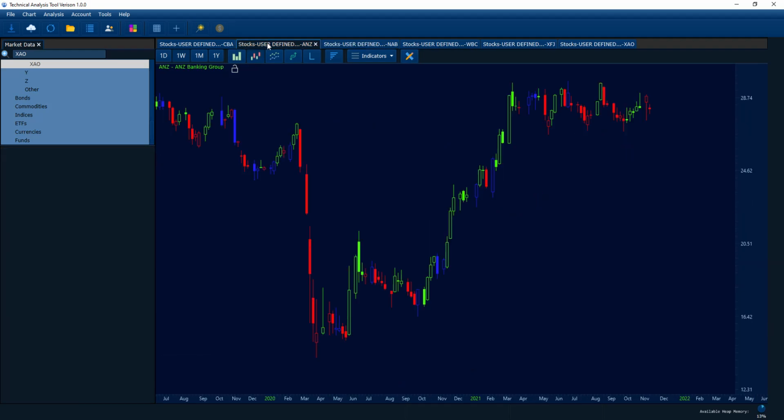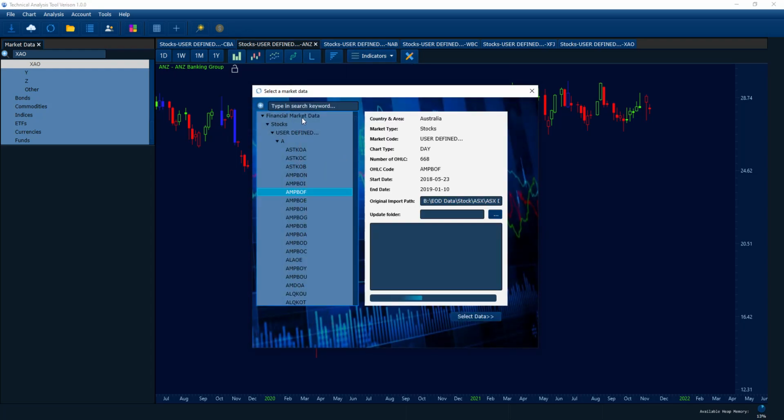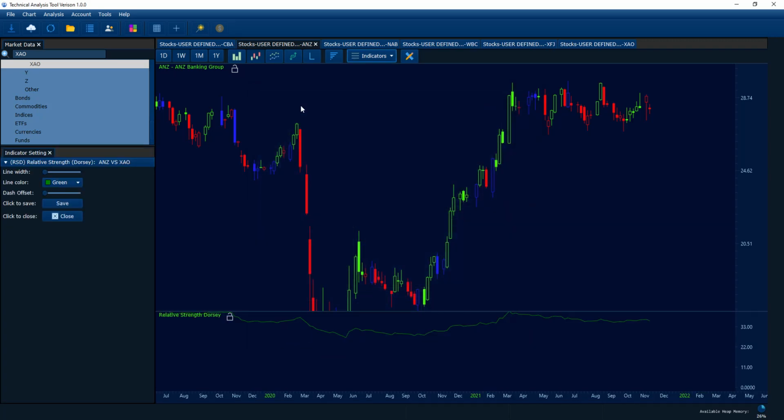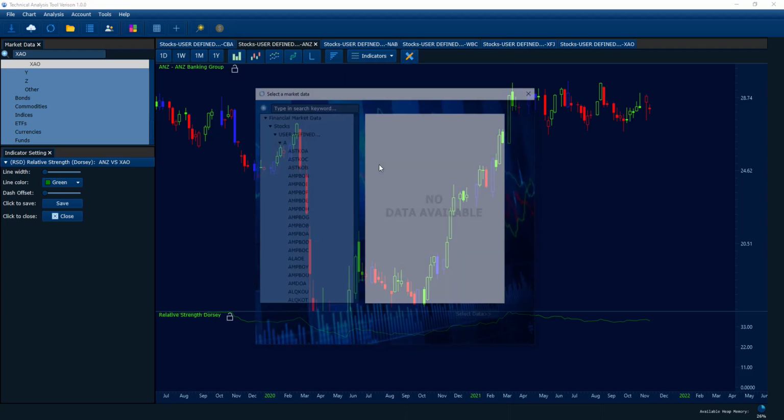Of course, it will outperform WBC. Okay, so let's see the NZ. For example, let me compare NZ with the XAO as well. Let's bring up the RSM.